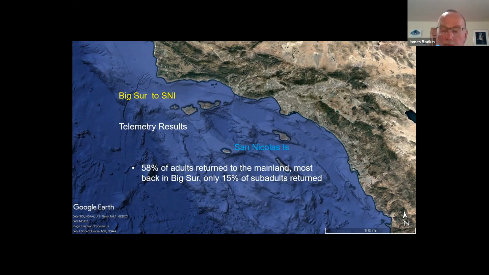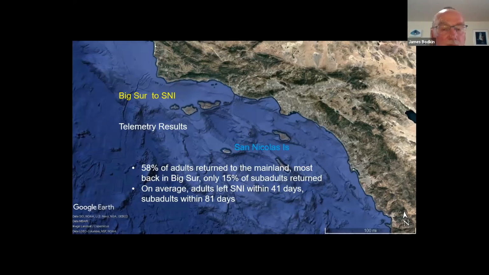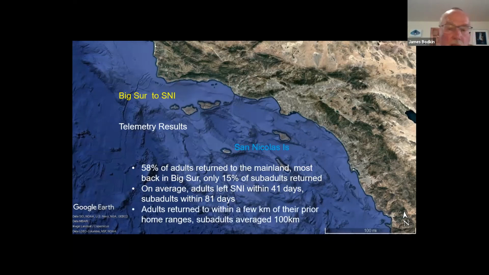And only 15% of the subadults returned. On average, adults left San Nicolas Island within 41 days, and the subadults within 81 days. Adults returned to within a few kilometers of their prior home ranges on the Big Sur coast, where the subadults generally did not return to their home ranges, at least within an average of 100 kilometers, which is far beyond what the average home range is. So these results suggest that subadult animals were less likely to disperse or return to their capture sites, and supports the strategy of focusing on moving young female animals.